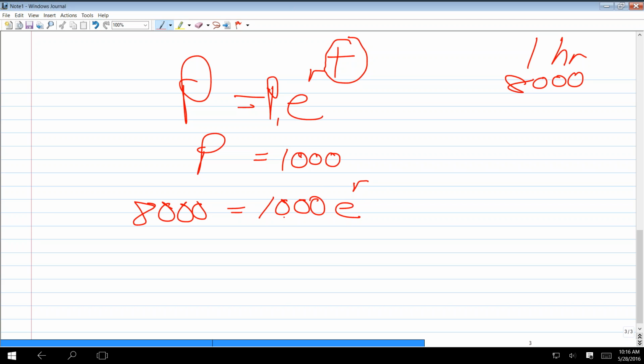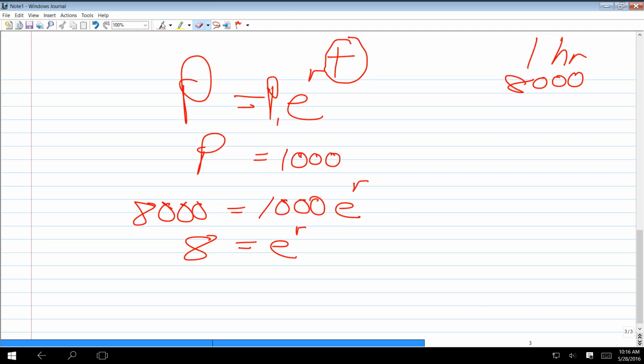Okay? So let's solve this equation right here. So you could divide 8,000 by 1,000. Okay. So 8 equals e to the r. And you could divide 8 by e, can't you? No, because this is part of the exponential. This is now an exponential expression. It's no longer an algebraic expression. We don't have any algebra to solve it. So when you try to divide both sides by e, you're trying to solve it with algebra.